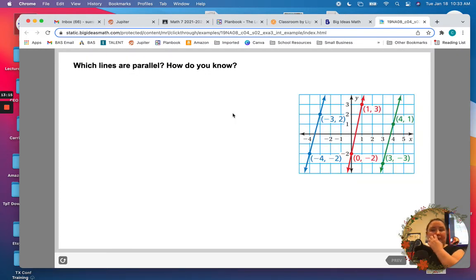All right, so let's identify parallel lines. Example 3. Which lines are parallel and how do you know? Well, how are we going to know? We're going to find the slopes to determine which of these lines are parallel, because they all look like they could be. So we need to solve the slopes for each of these.